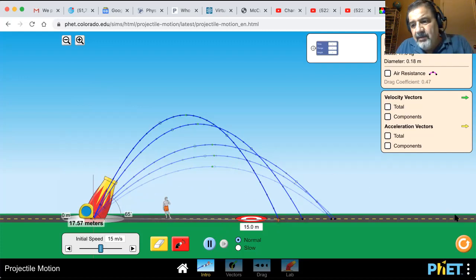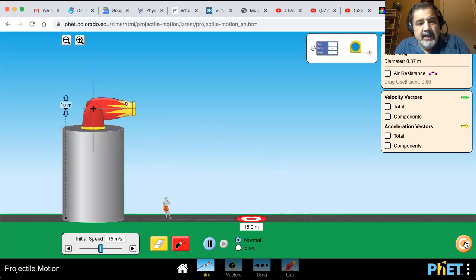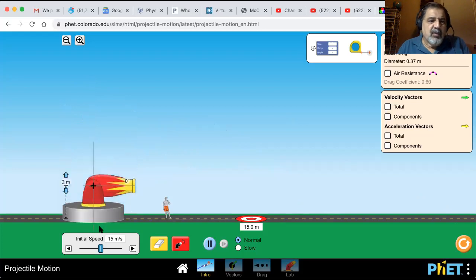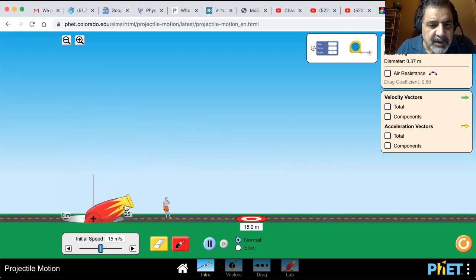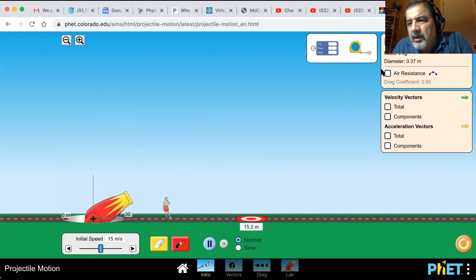Now let's go ahead and reset. Just more stuff that you can play with. Let's make it 30 degrees. Let's go back to Cannonball. We didn't put any air resistance. That would certainly play a role, but we just ignored it for this.